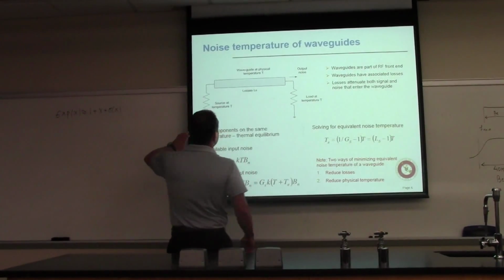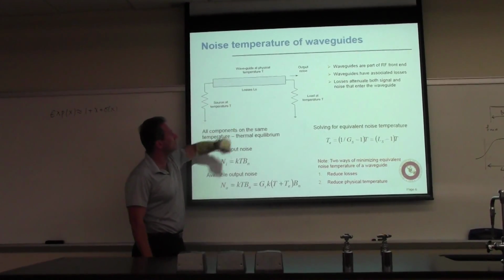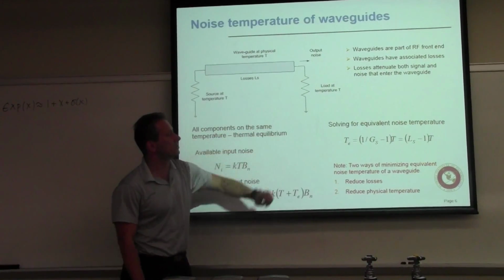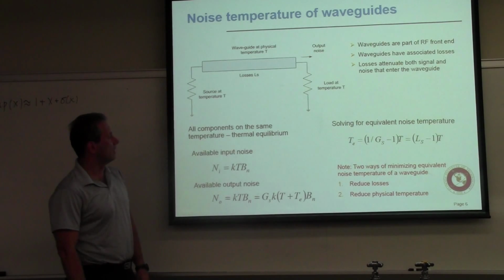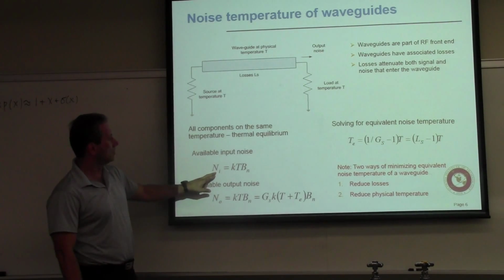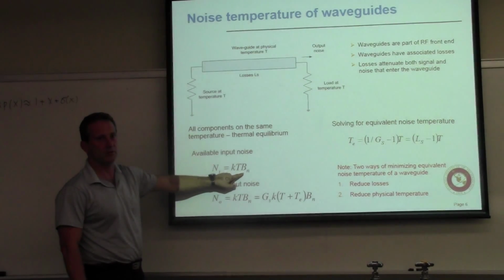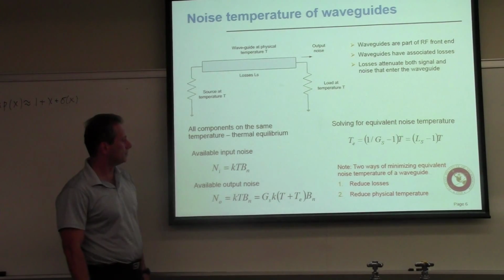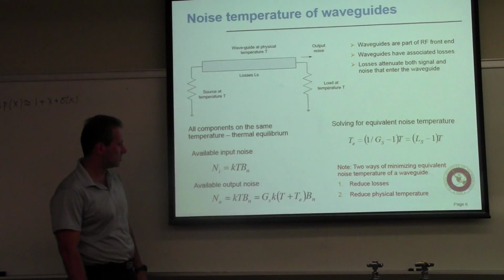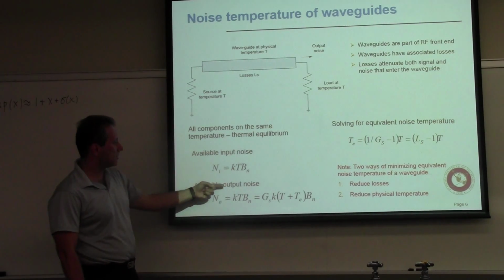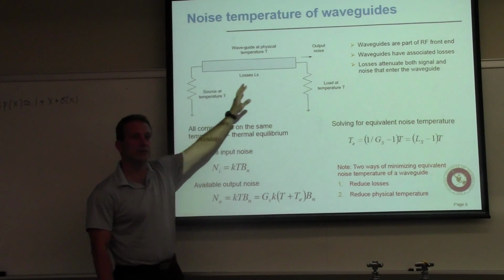So let's consider a waveguide here. Let's assume that everything is at the physical temperature T, and that the waveguide introduces losses LS. The available input noise coming from this source would be KTBN, where T is the temperature, BN is the bandwidth, and K is the constant. The available output noise would be KTBN as well. Why? Because everything is at the same temperature, right?